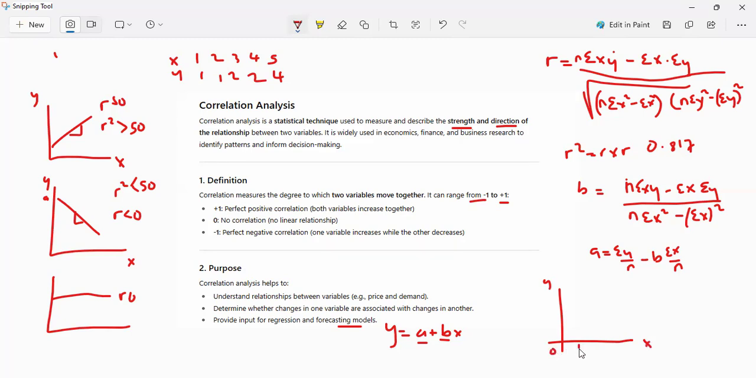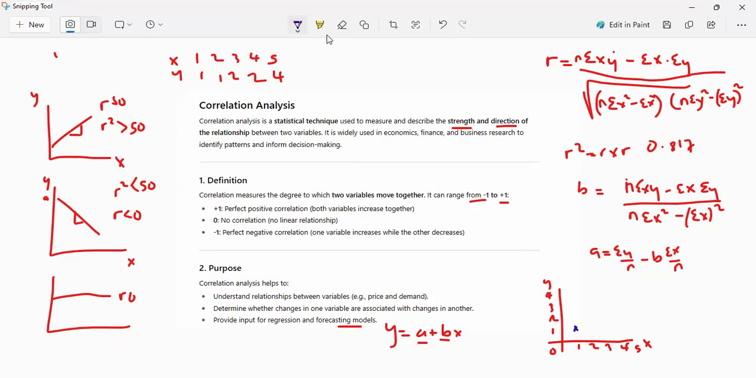So here we have 1, 2, 3, and 4 on the x and what? 5. And on the y we have 1, 2, 3, 4. So plotting this, we can tell the relationship that we have 1 on 1.